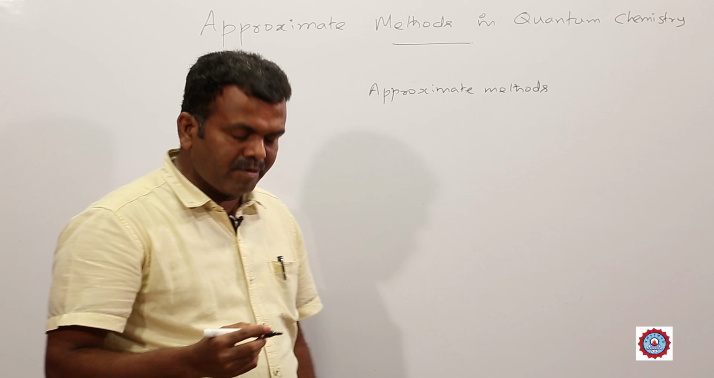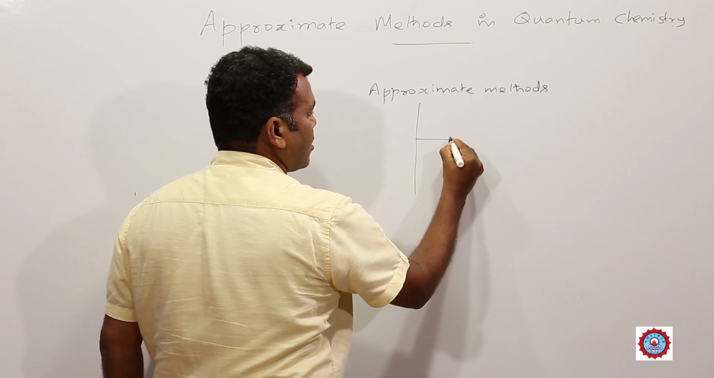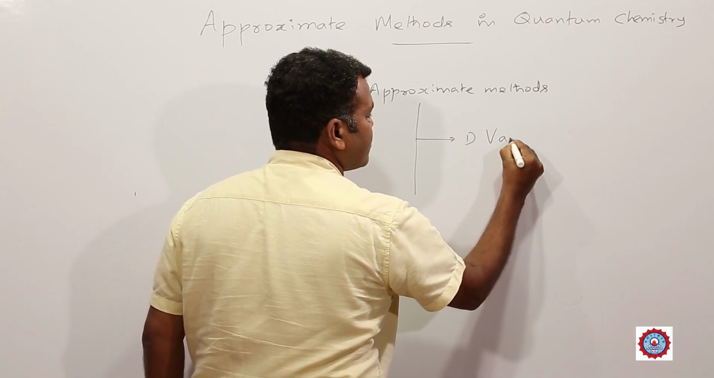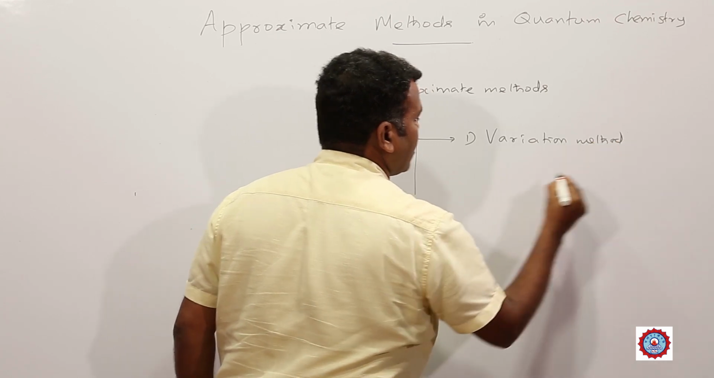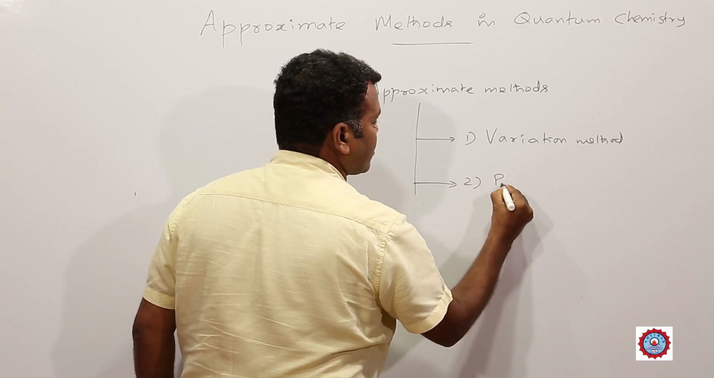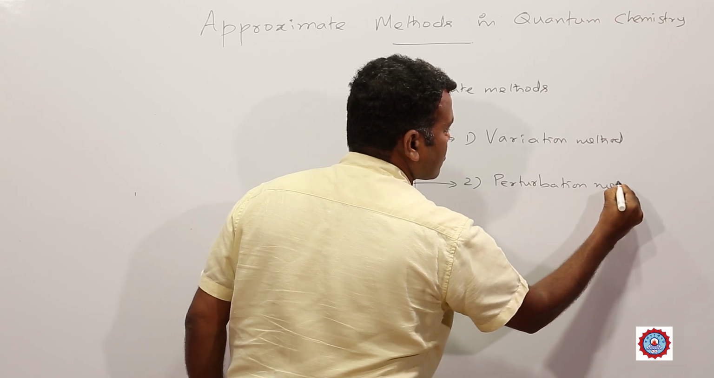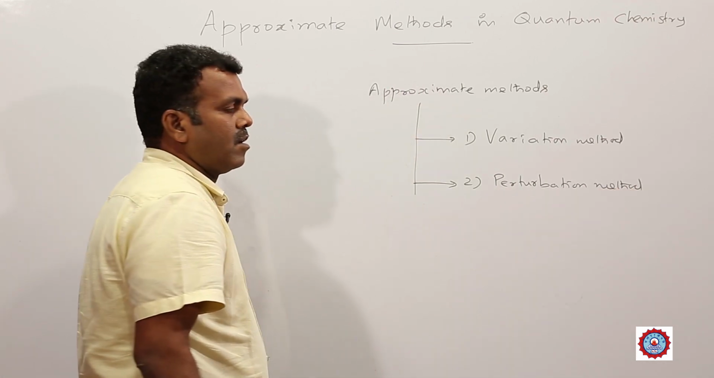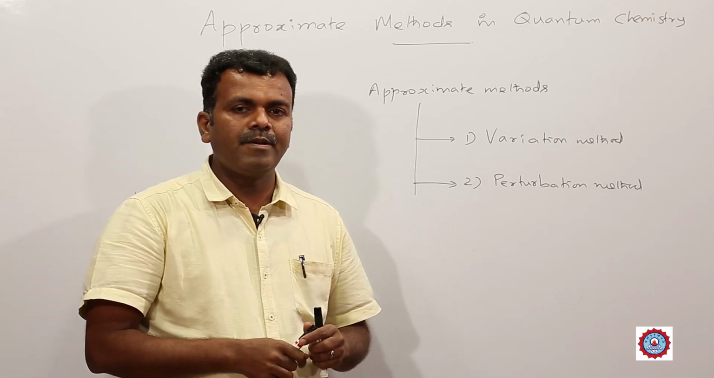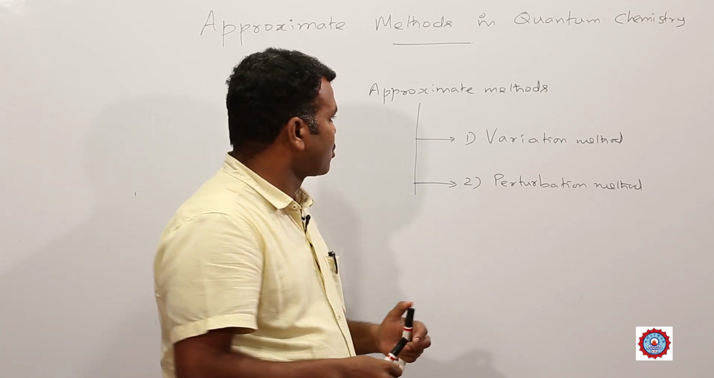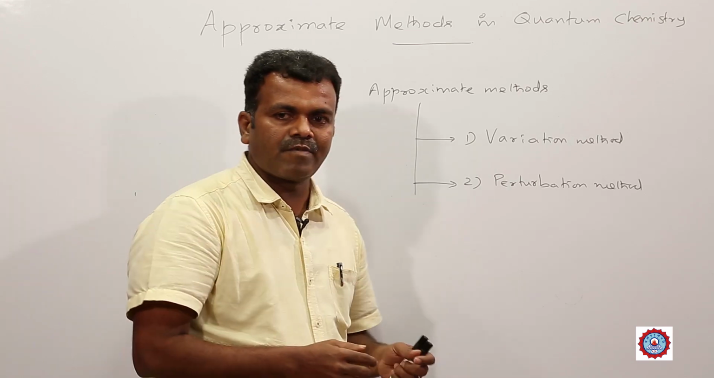The approximate methods which are widely used in quantum chemistry are: number 1, variation method; number 2, perturbation method. Apart from this, we have other approximate methods, but in quantum chemistry, these two are the approximate methods widely used for solving the Schrodinger equation. Okay, let me start with the variation method.